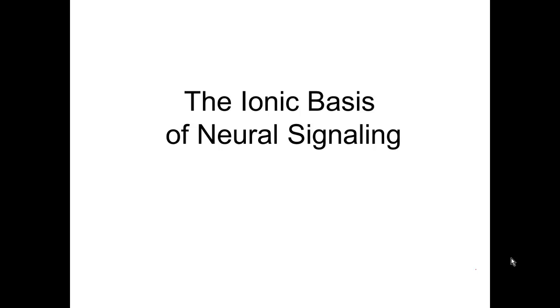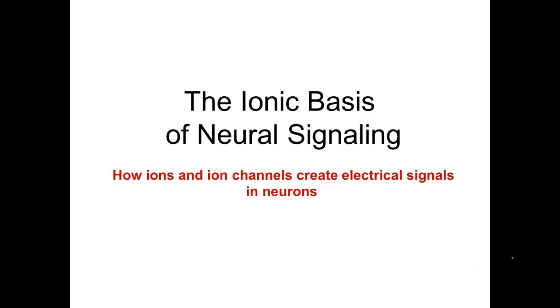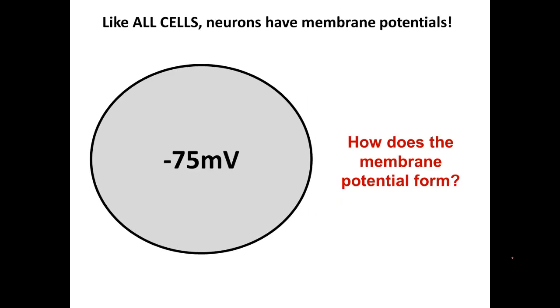Okay, so this lecture is going to be on the ionic basis of neural signaling, or in other words, how ions and ion channels actually create those electrical signals in neurons. We've talked a number of times already about how neurons have membrane potentials, just like all living cells do. What this means is that the inside of the neuronal membrane is going to be negatively charged relative to the outside. And we've already talked about how the resting membrane potential forms in neurons.